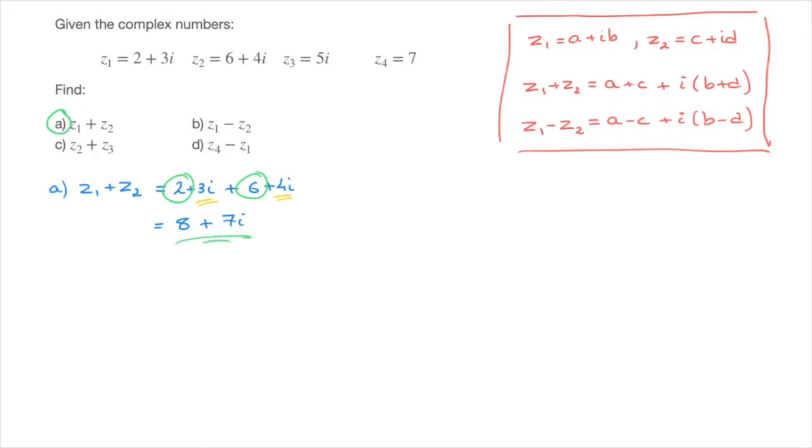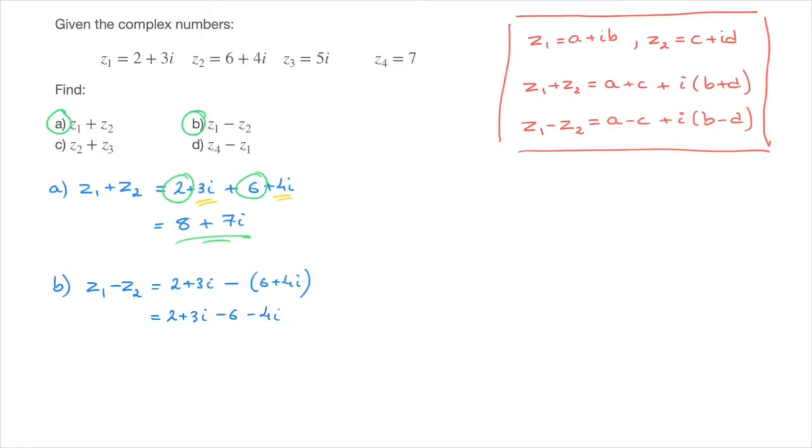And that's the answer. We move on to question B, and in question B, we need to find z1 - z2. So let me just write that. That's question B. We need to find z1 - z2. Well, that's equal to z1, which is 2 + 3i, minus z2, which I write in parentheses. So that's minus (6 + 4i). Careful, when subtracting one complex number from another, do make sure to write parentheses to avoid making sign errors. So opening up the parentheses, that leads us to 2 + 3i - 6 - 4i.